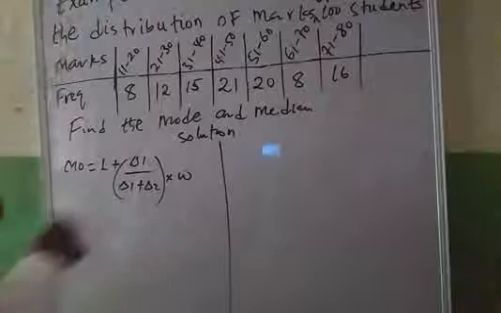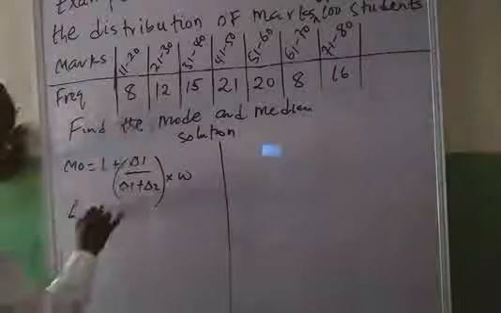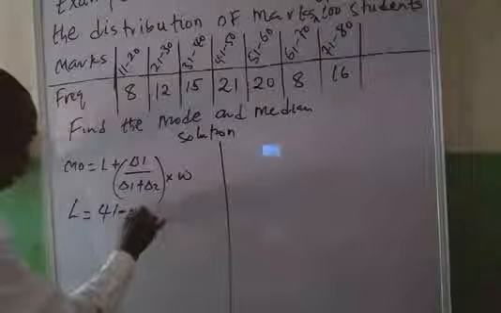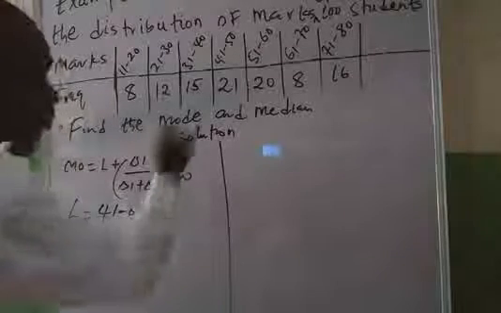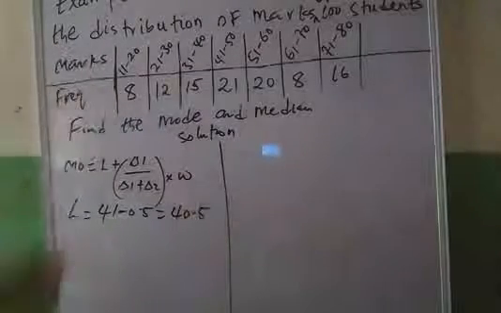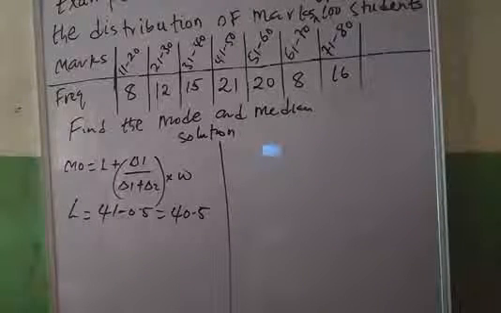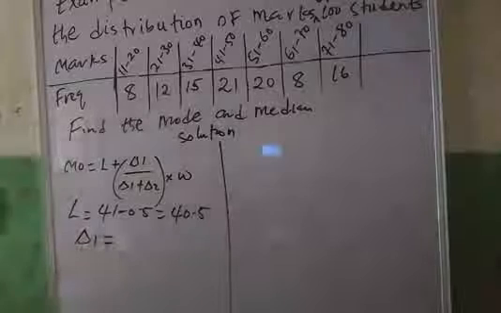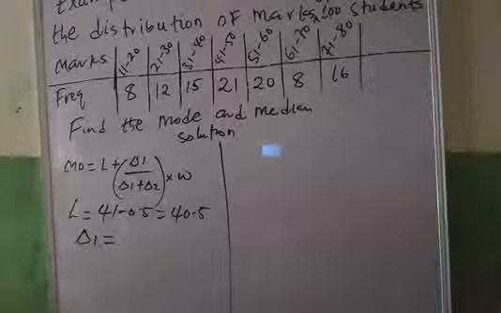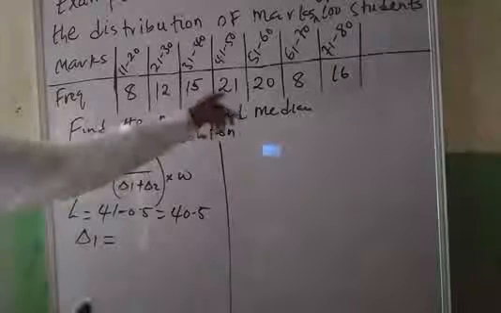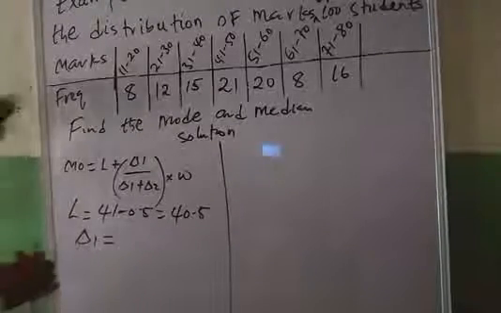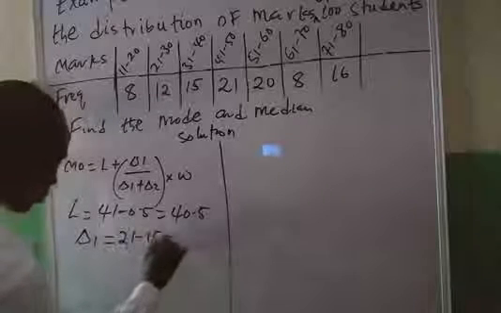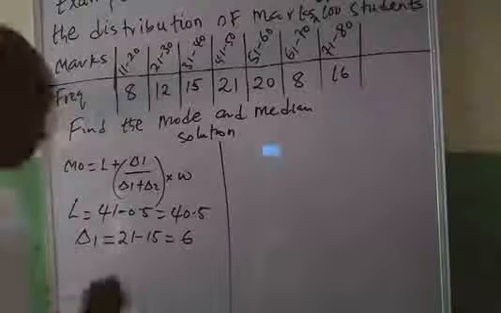That is your lower class boundary. L is 41 minus 0.5, which equals 40.5. So that is our L. Then we said that delta 1 is the frequency of the modal class minus the frequency of the class before the modal class. That will be equal to 21 minus 15, and that is 6.